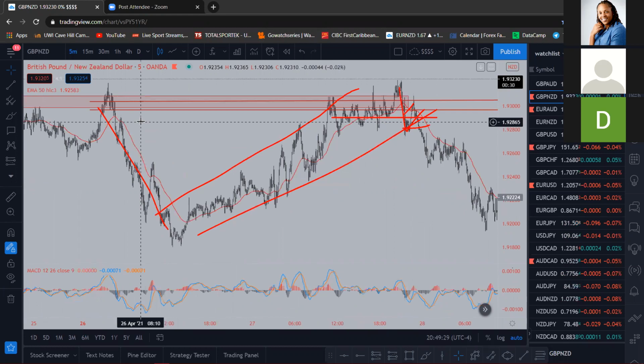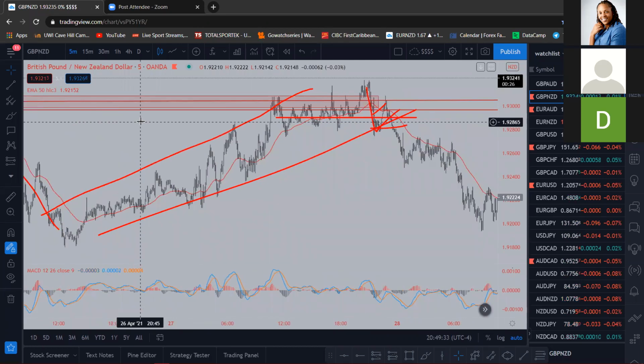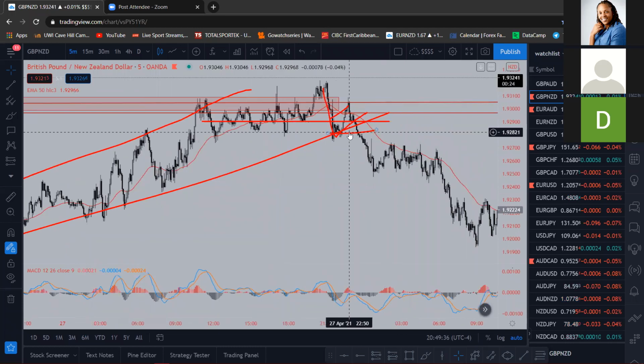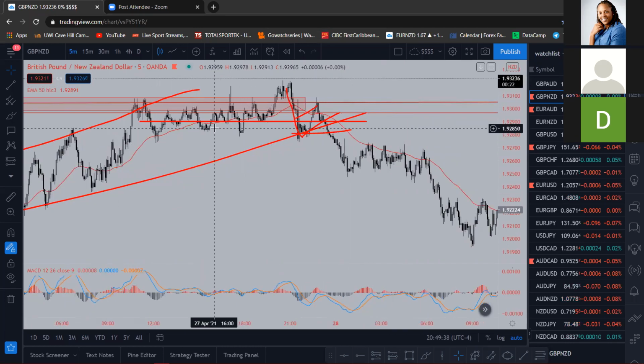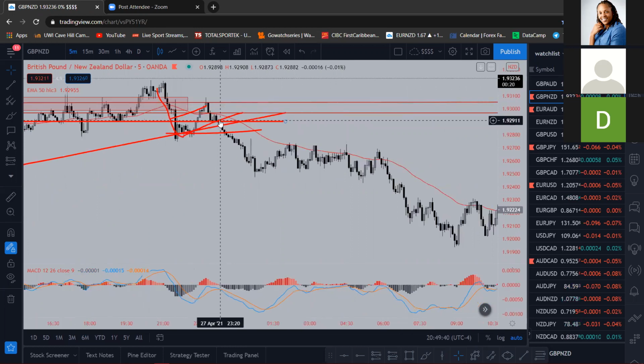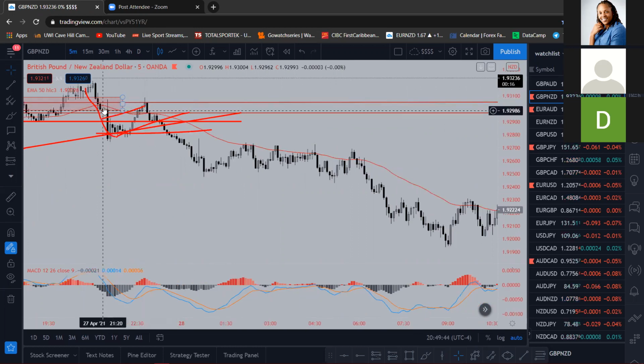Any questions? Not right now, but yeah, I understand. Okay, cool, nice. All right, so before we were looking for the bullish engulfing. Now we look for the bearish engulfing, which would be this here.